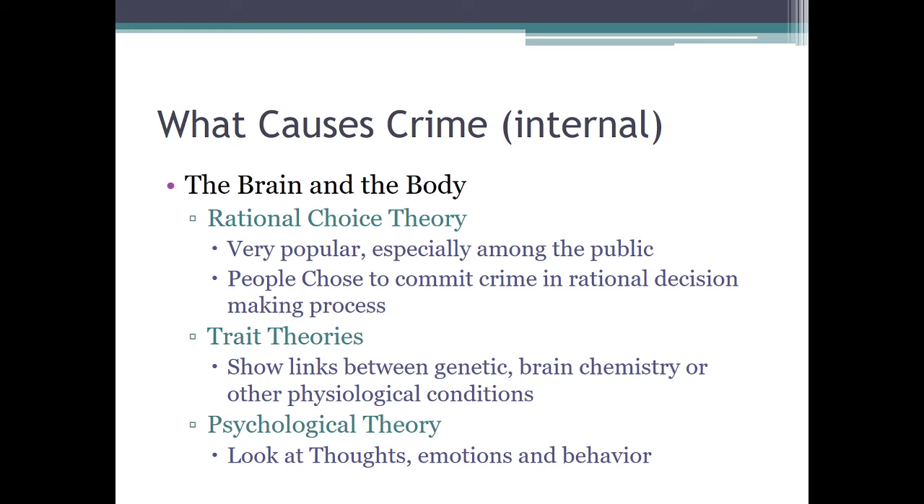It's pretty weird. Psychological theory can look at things like thoughts and emotions and behaviors. That's kind of opposed to trait theory in some ways. Psychological looks more at the mind and its expression. Trait theory tends to look more at the body.